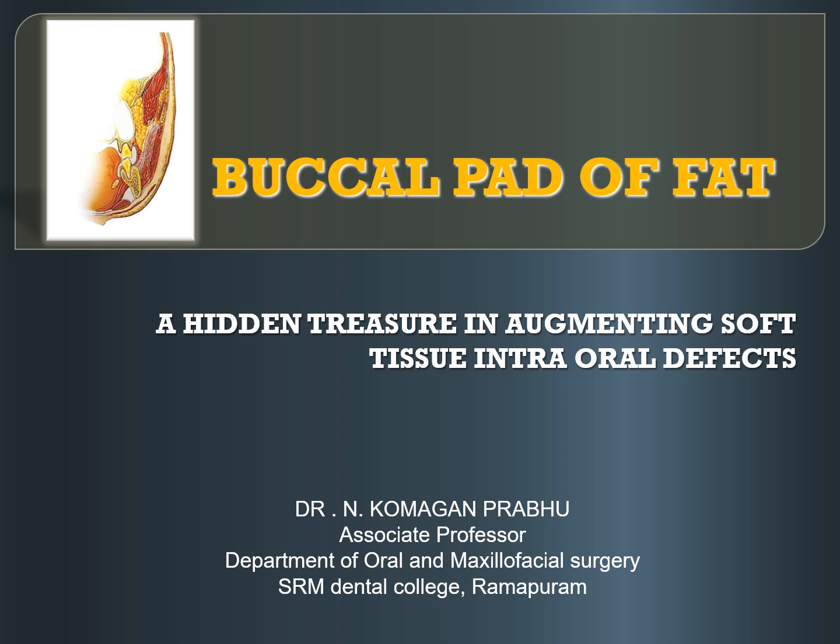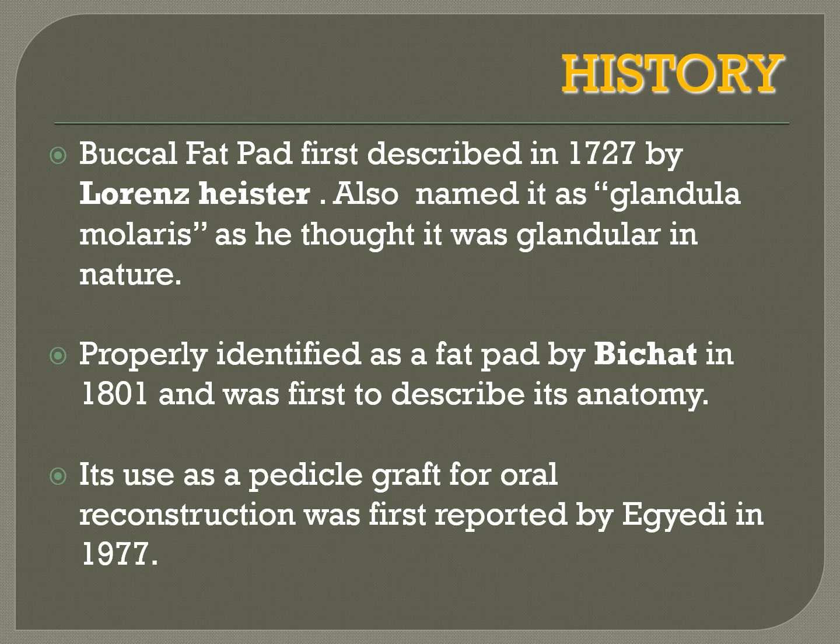I would like to give you an insight on the local flap buccal pad of fat, which is a hidden treasure in augmenting soft tissue intraoral defects. It was first described by Lawrence Heister, and it's also called glandula moralis. Since he described it, it's also called the Bichat flap. It's used as a pedicle flap for oral reconstruction. It was first described by AGD in the year 1977.